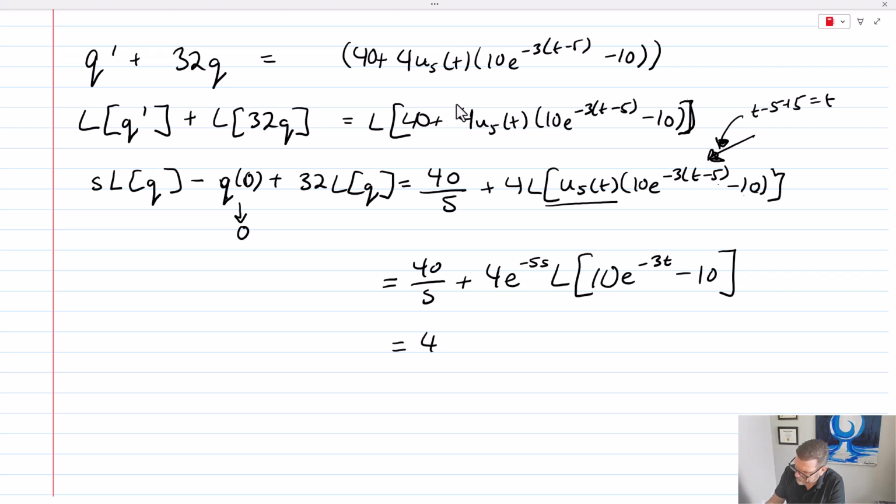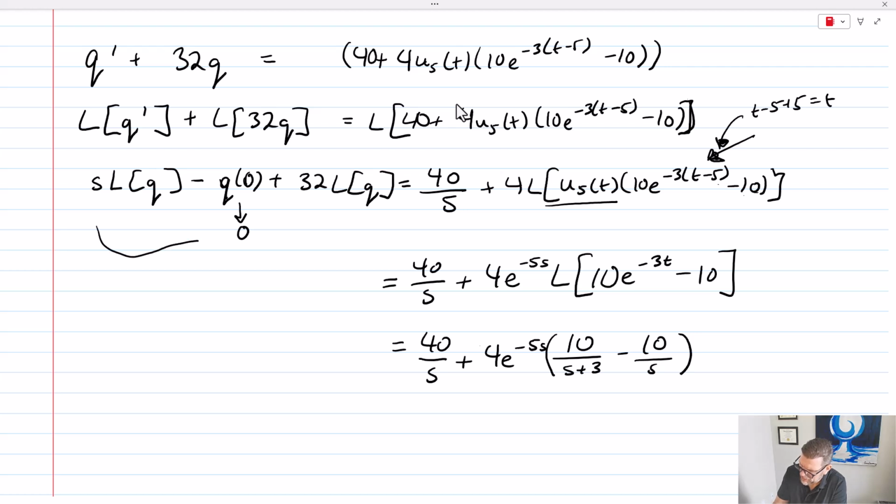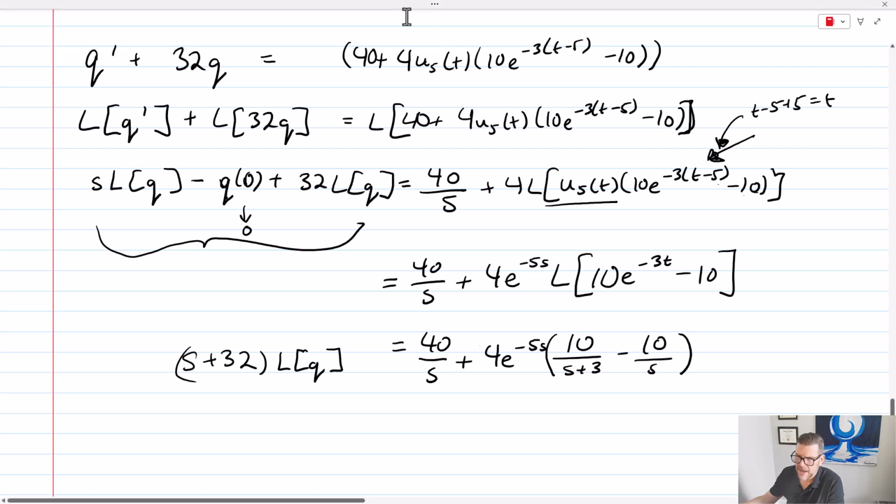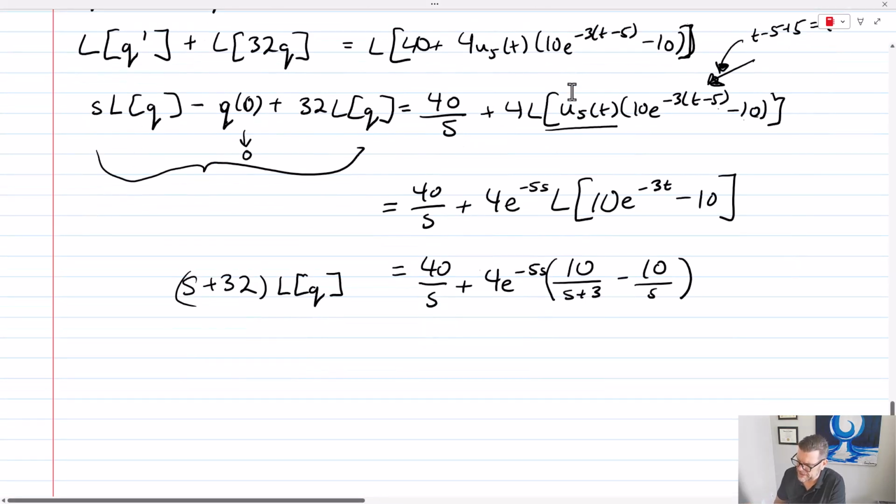And so that's going to end up equaling 40 over s plus 4e to the negative 5s times the Laplace transform of 10e to the negative 3t, which is 10 over s plus 3, minus 10 over s. And all of that is now going to equal this left-hand side. Q of 0 is actually going to be 0. So I'm going to get s plus 32 times L of Q when I combine those terms and factor. Now all I've got to do is divide out that s plus 32 in order to get something that I can take the inverse Laplace transform of.